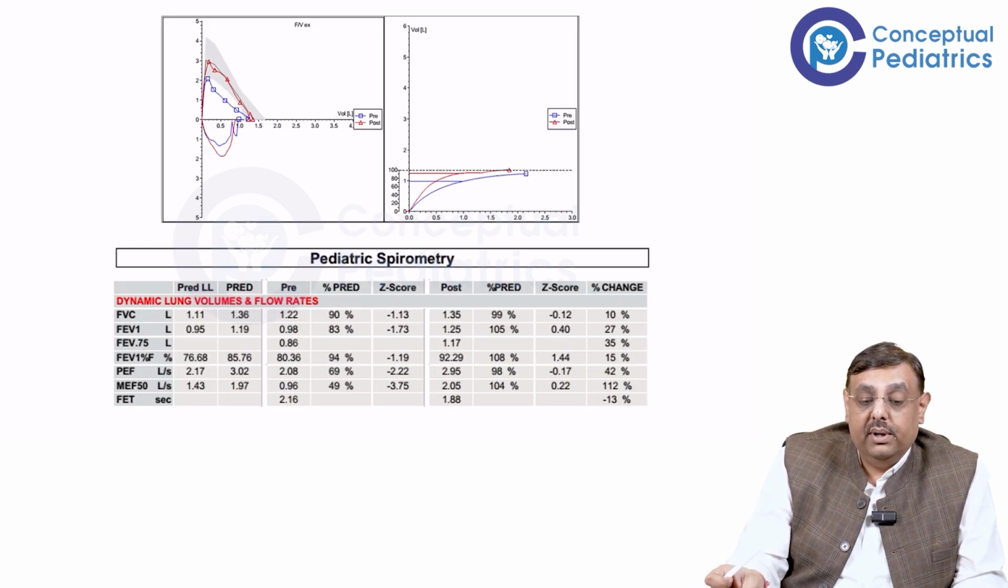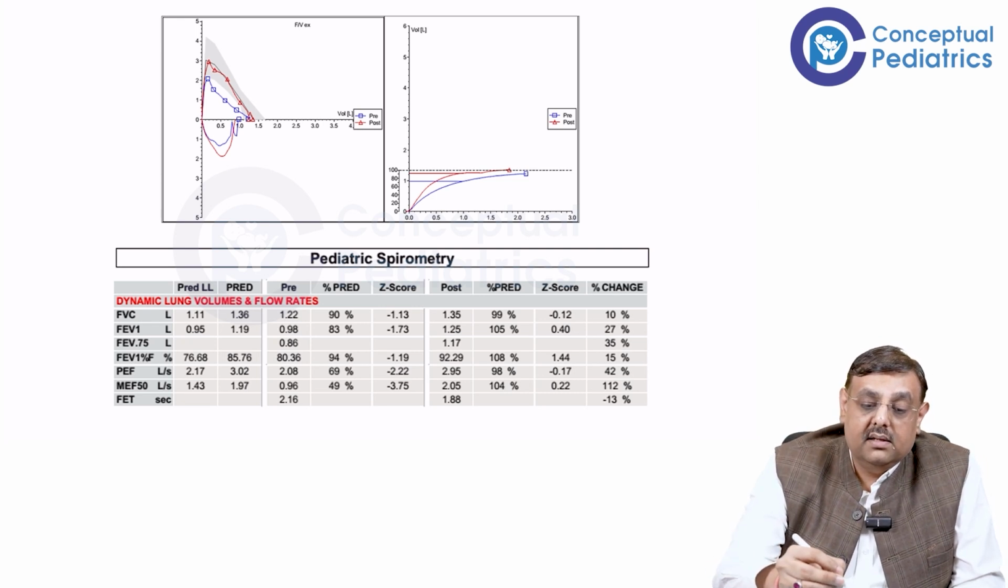So, for example, if you look at this child, here again, this graph shows the pre-bronchodilator graph, which is the blue graph. It shows obstruction clearly, and it shows significant improvement after you give a bronchodilator, which is your red graph.